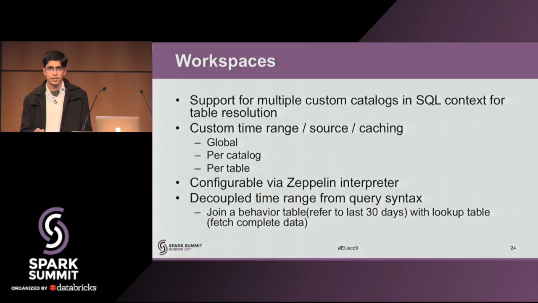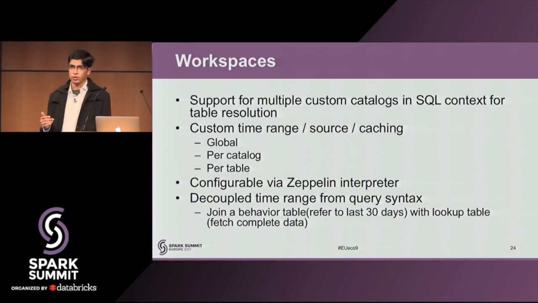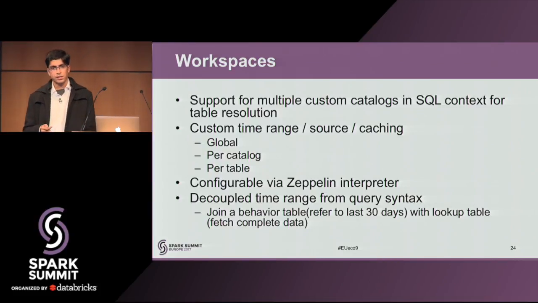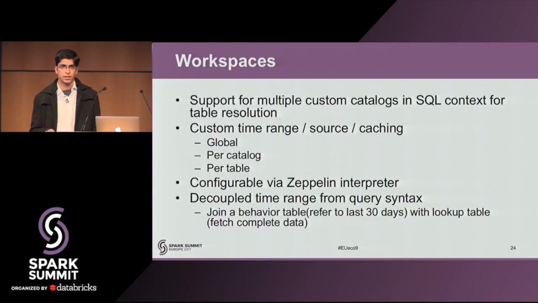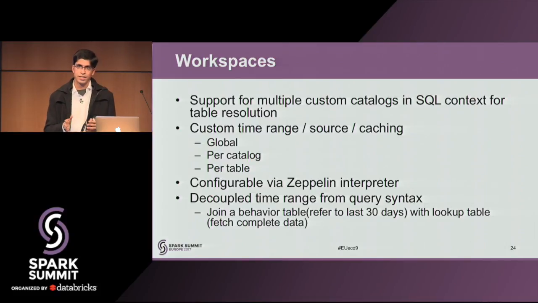So the default catalog could say that I want to read only the last 90 days of data. Then you could have a custom catalog saying I want to read just the last 7 days of data or the last hour of data. That way you can define these configurations like custom time ranges, different sources of reading the data, or different caching mechanisms, which could be defined globally, that is across the catalogs, or per catalog, or even per table within the catalog.